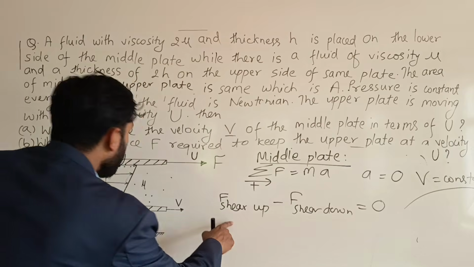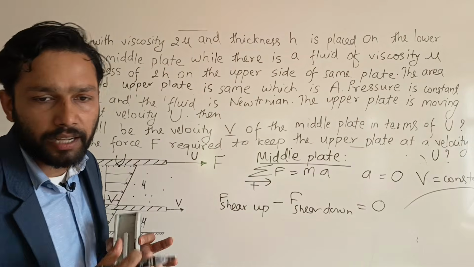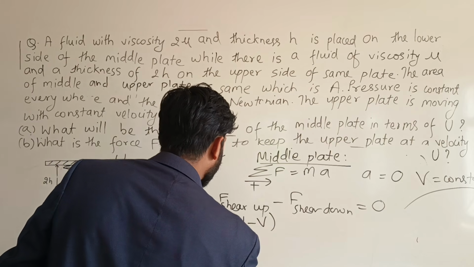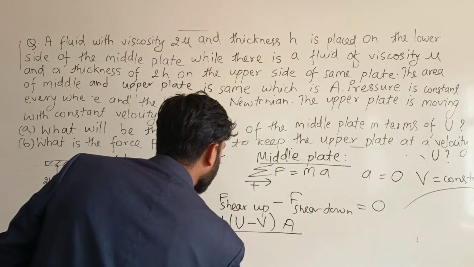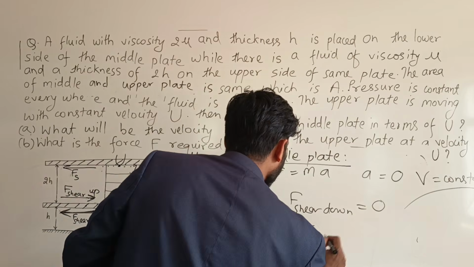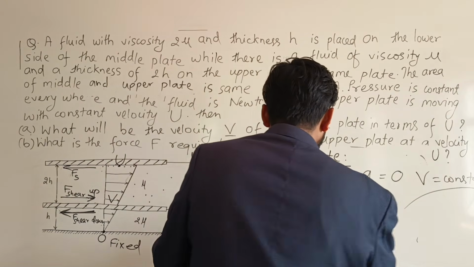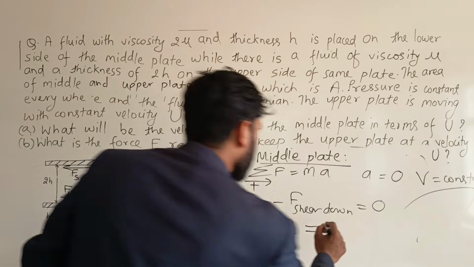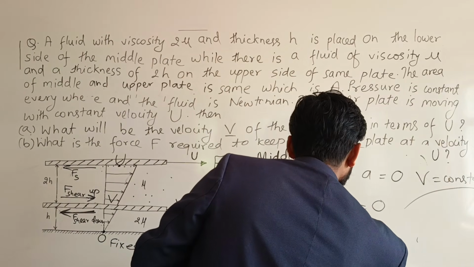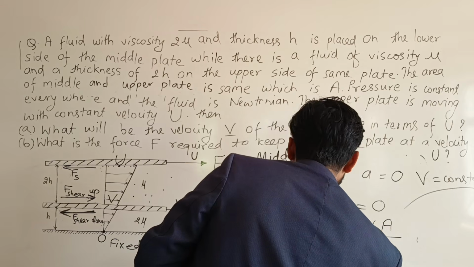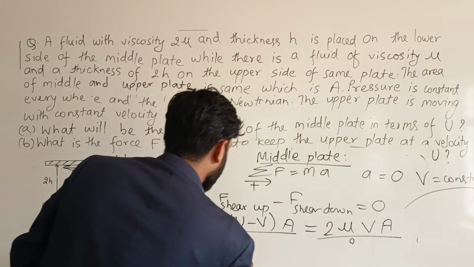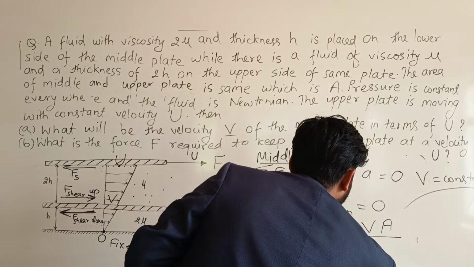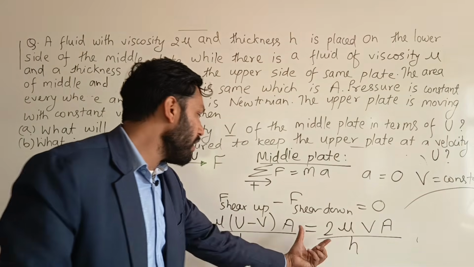Okay, so F shear up, how much have you got for F shear up? You have got F shear up equal to mu (u minus v) A divided by h, which is equal to F shear down, going in the rightward direction. How much is F shear down? F shear down is equal to 2 mu v A divided by 2h.